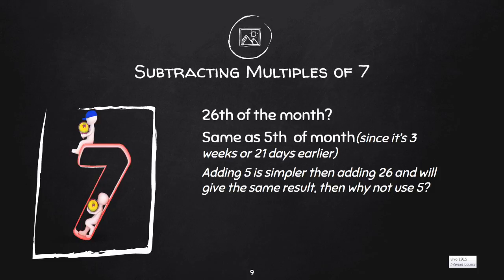Subtracting multiples of 7. Let's say you are asked about the 26th of a month. Regardless of the month or year, we can state with certainty that the 26th of the month will fall on the same day as the 5th of that month. For example, if the 26th of any random month falls on Friday, then the 5th of that month will also fall on Friday, since it's 3 weeks or exactly 21 days earlier. Since adding 5 is simpler than adding 26 and will give you the same result, why not use 5 instead of 26?